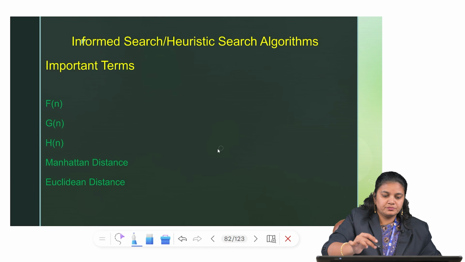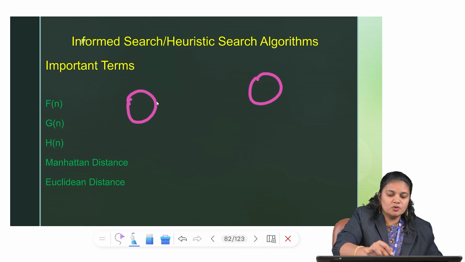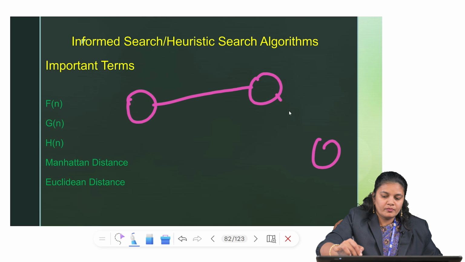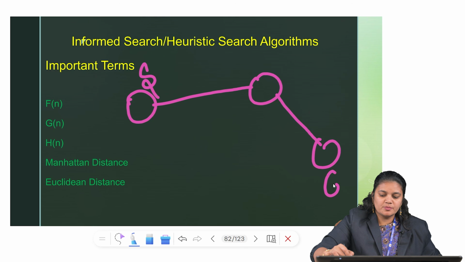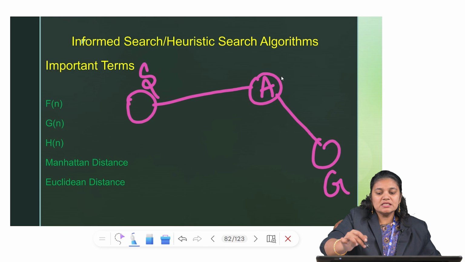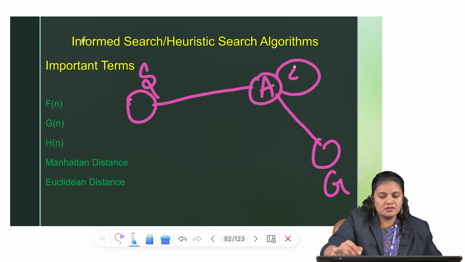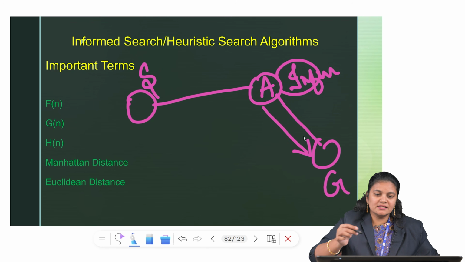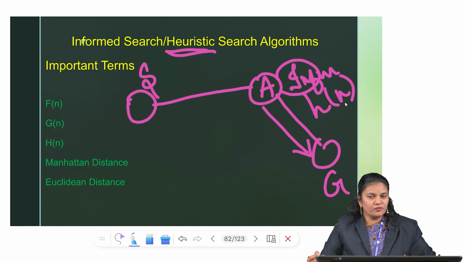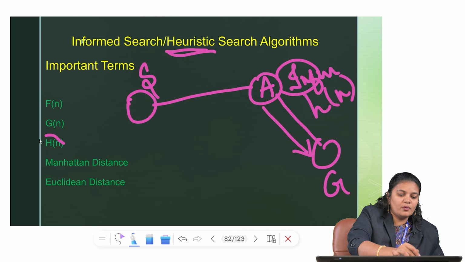G of n, suppose you consider two nodes are there, it is getting connected, and this is my start node and this is my goal node. There is an intermediate node called A in between the start node and goal node. So this node will have some additional information, how to reach the goal node. That we are calling as the heuristic value. That we call it as h of n. Every node will have some additional information, how to reach the goal node. That information we call as the heuristic value. So that comes in our h of n.